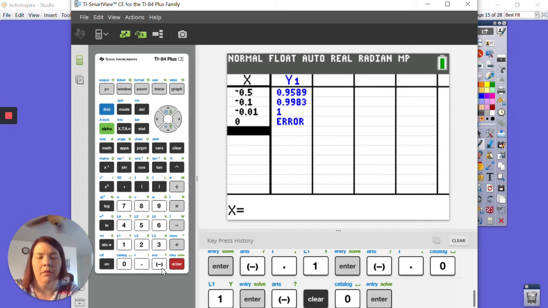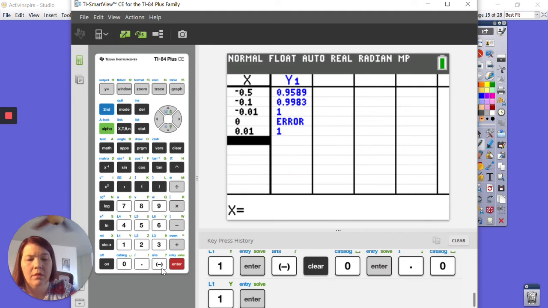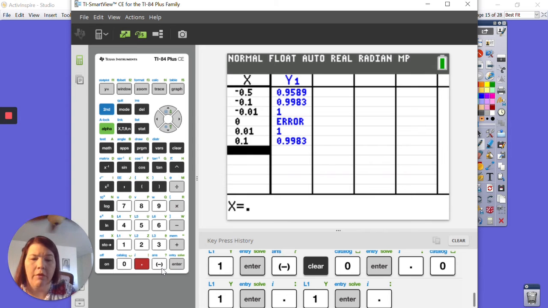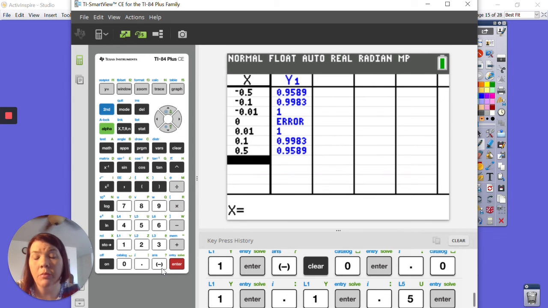It's just going to give an error. Oh no. 0.01, 0.1, and 0.5. And so that's what you're going to put in your table, and see how your calculator can generate those values for you really fast. That's fine. You need to know how to generate them, but it's nice to just take a shortcut every now and then. So we have an error at 0.